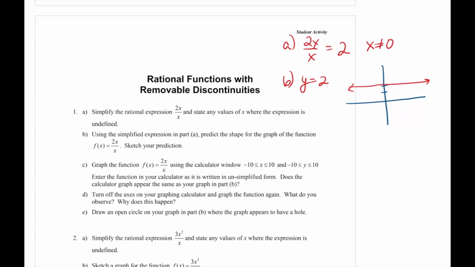Some of your students may know that as well. They may recognize that, but a lot of them may not, and that's okay. If they recognize it, that's great. If they don't, you don't have to worry too much, because as we move through the rest of this question, we're going to see that.